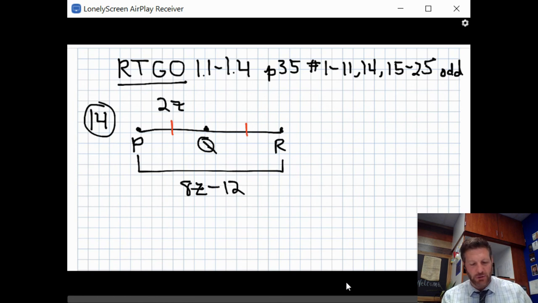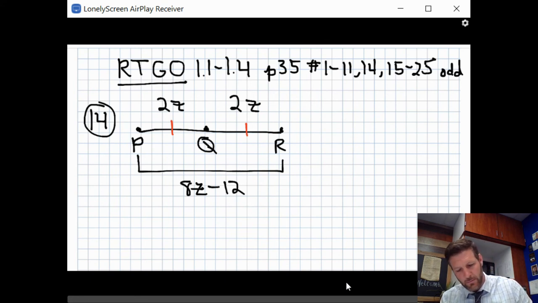So always, this is the most critical thinking part after you've carefully labeled your answer. But again, the key is the midpoint, that 2z is half of PR. So in other words, if I were to double 2z, if you were to think, oh, there's 2z and another 2z here, now that's the entire line.